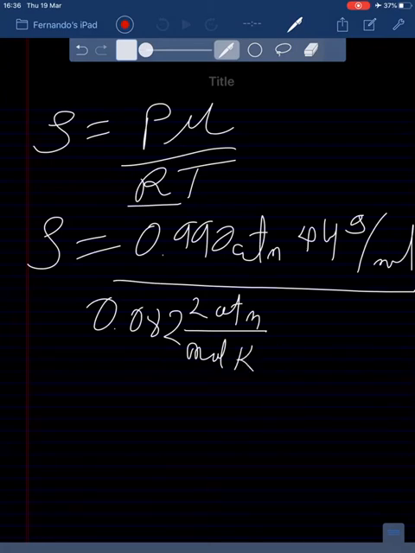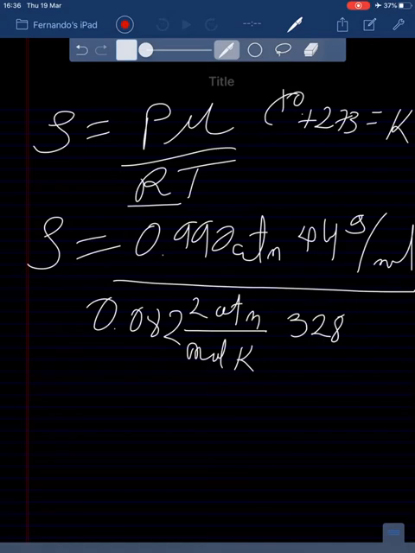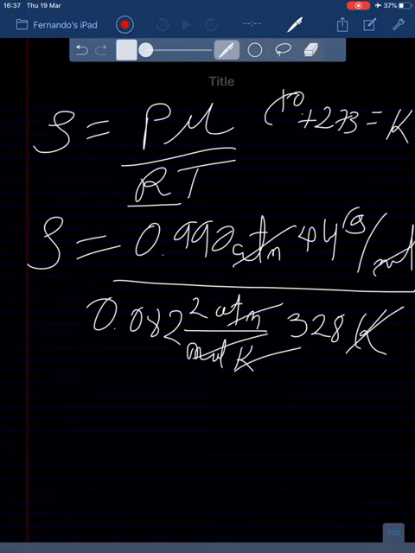And remember that Celsius plus 273 is the same as Kelvin. So in this case, what I'm going to use is 328 Kelvin. So let's do the dimensional analysis. What do we get? Kelvins go with Kelvins, atmospheres go with atmospheres, moles go with moles, and look what we get: grams per liter, which are the dimensions that we need for density. So we're doing things okay.